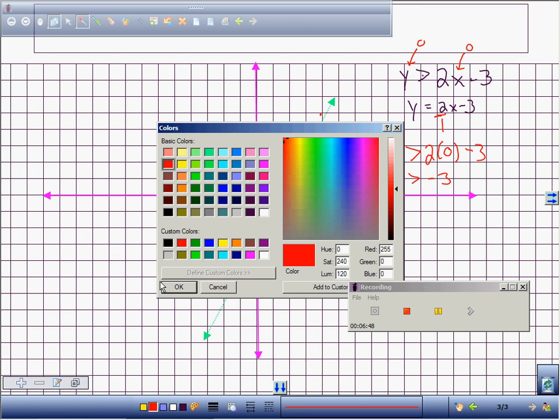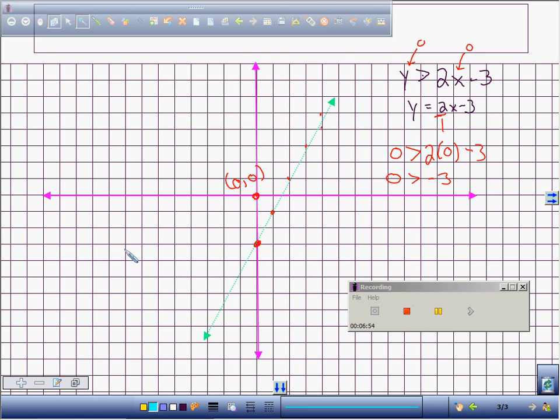Where's my nice green? Let's go blue. Blue is pretty. So I'm going to shade over here, this way. Any point that I pick in this area will make this inequality true. And that's what graphing an inequality looks like.